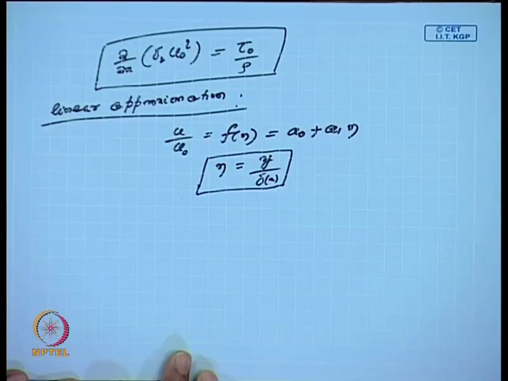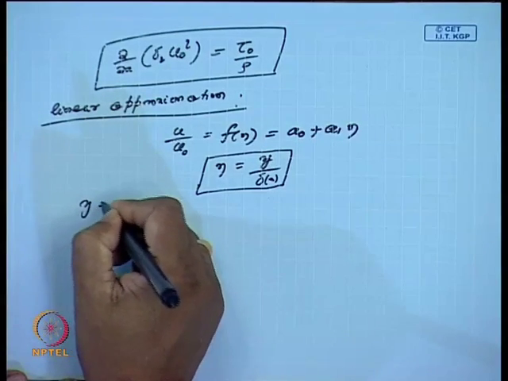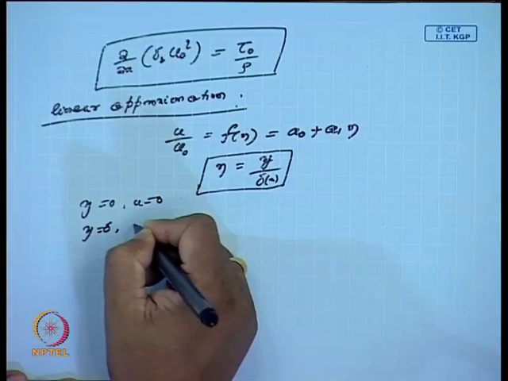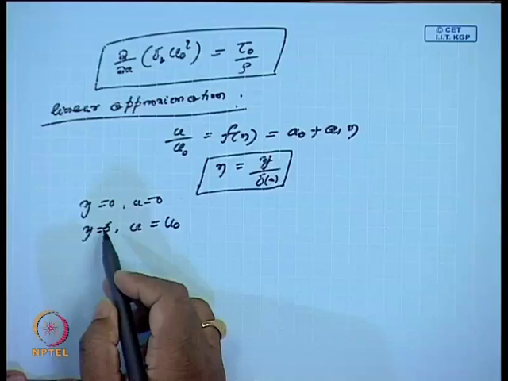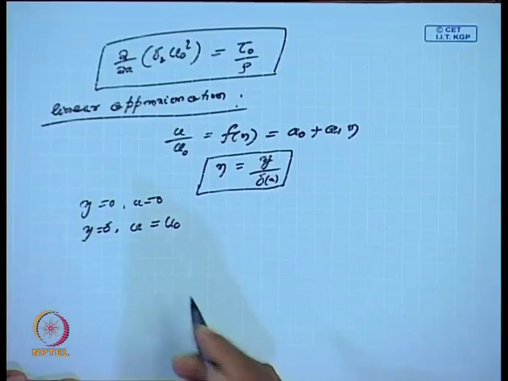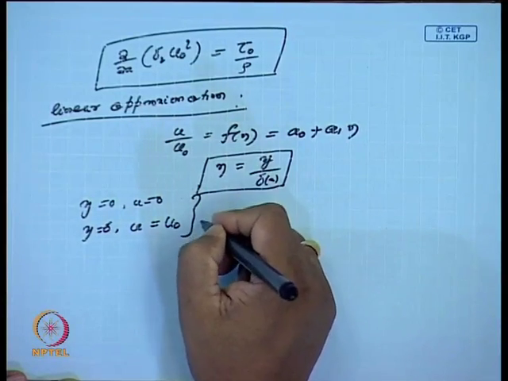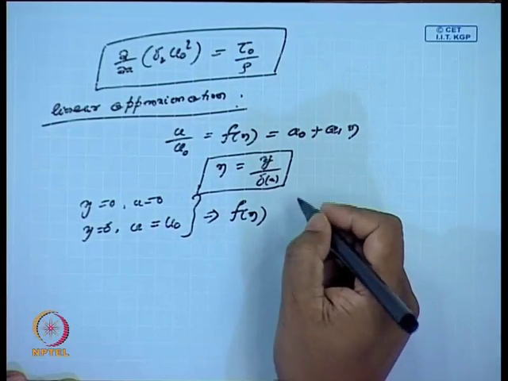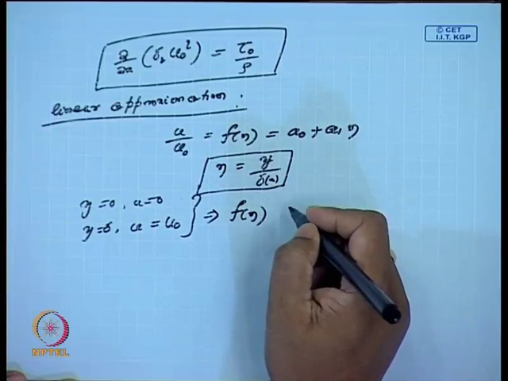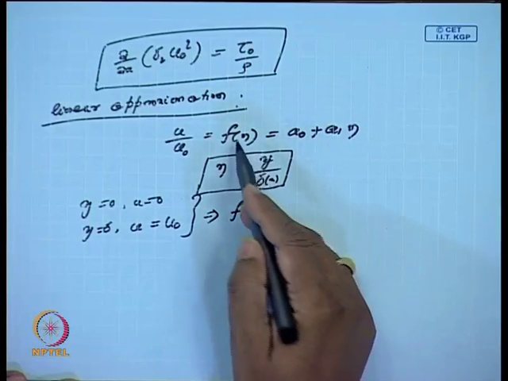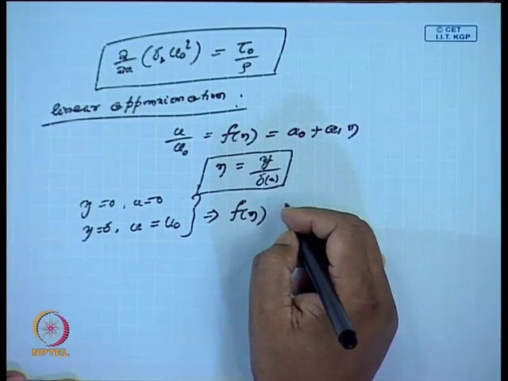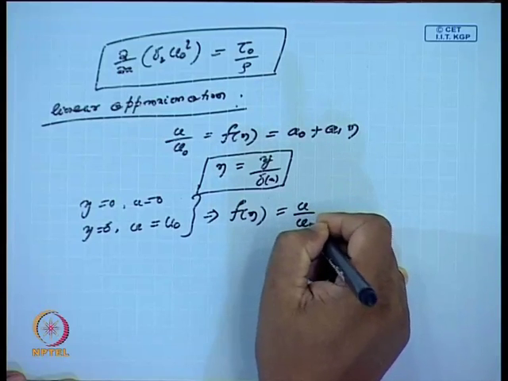If this is the case, what will happen? At y equal to 0, u is equal to 0, and at y equal to δ, u is equal to u0, because for y greater than or equal to δ, u is equal to u0. If I take this into account, f of η, which is u by u0, will follow.